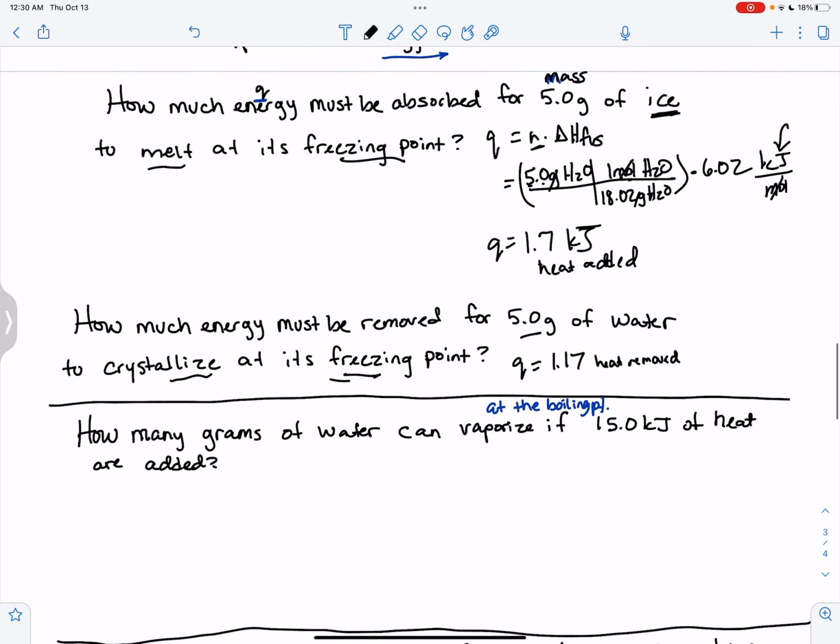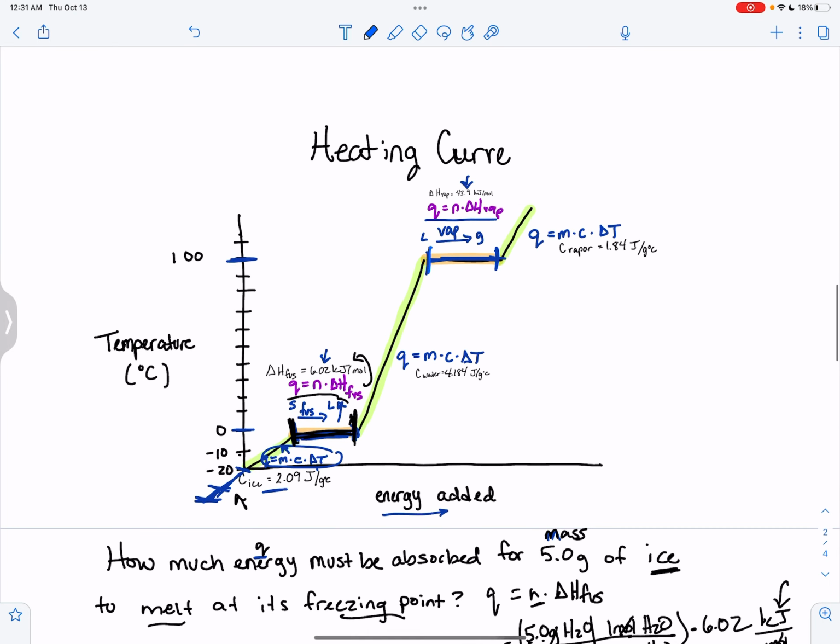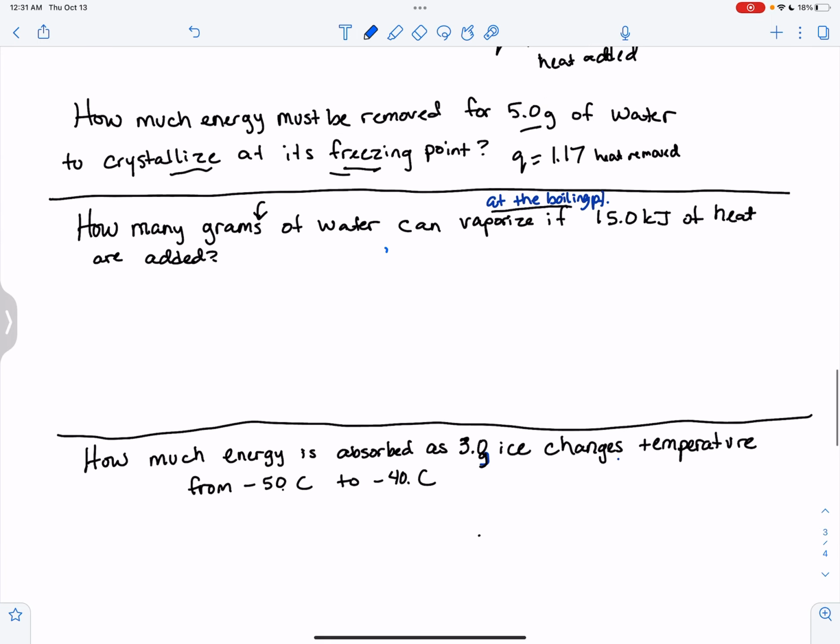All right, and then let's look at this one. You can also be asked in terms of a different part of the equation. So we're still looking at, let's see, how many grams of water can vaporize? These were left out at the boiling point if 15.0 kilojoules of heat were added. So again, we're not talking about a temperature change, so we're just going to be using our same Q equation. It's this right here because it's at that boiling point. It's still Q equals n delta H of vaporization, but we are using this 43.9. So I'm going to plug in that 43.9.